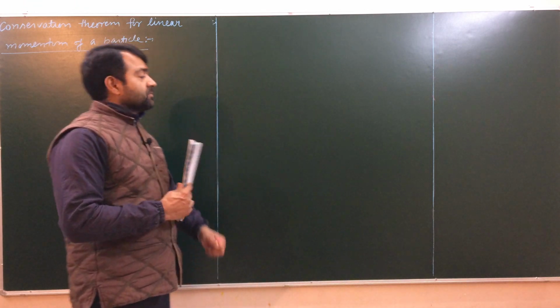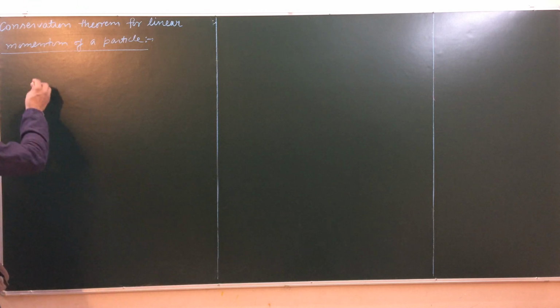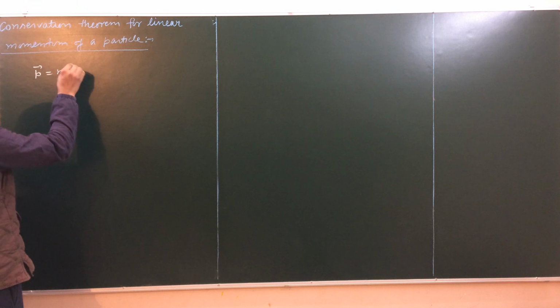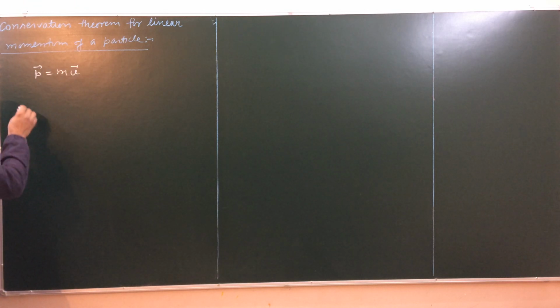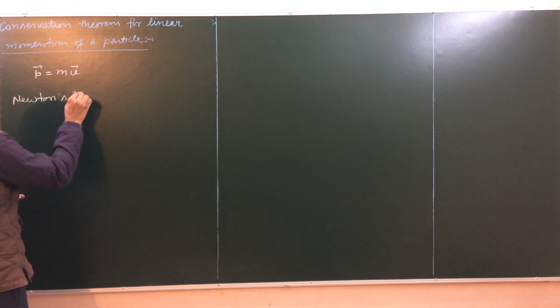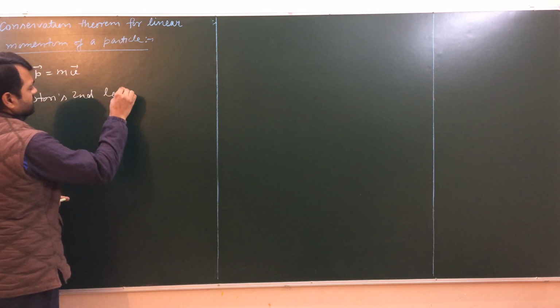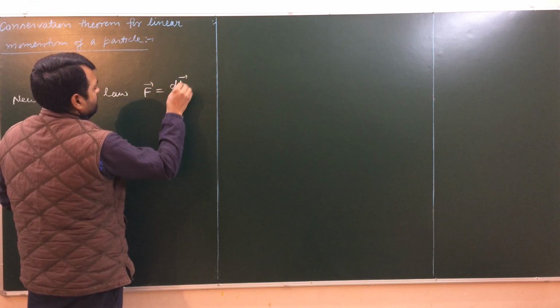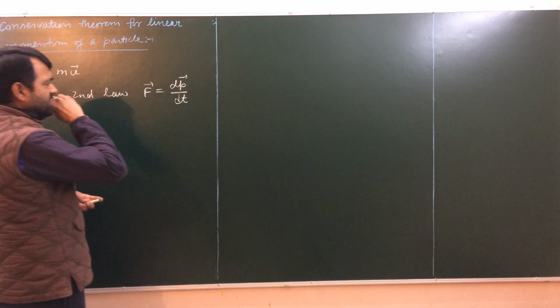So student, we have already defined linear momentum as P equals mv. And from Newton's second law, F is the rate of change of linear momentum, that is dp by dt.